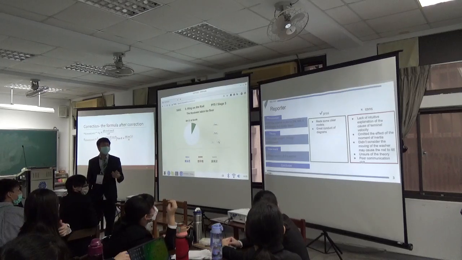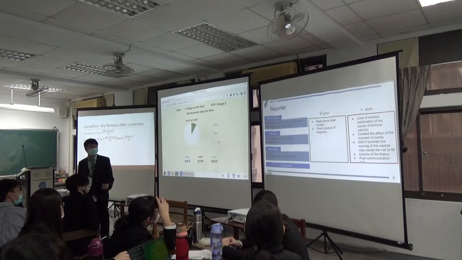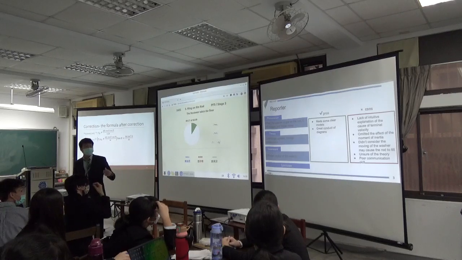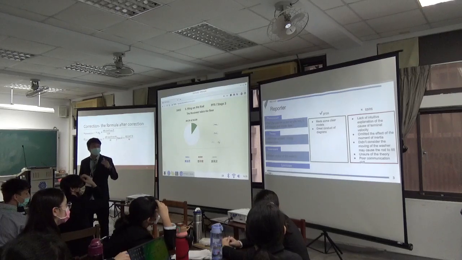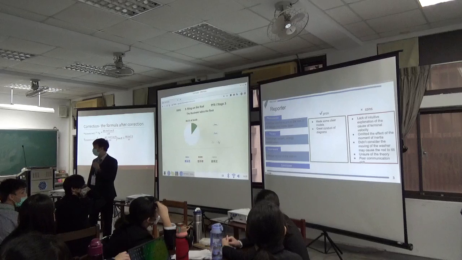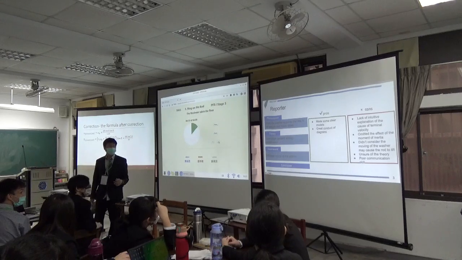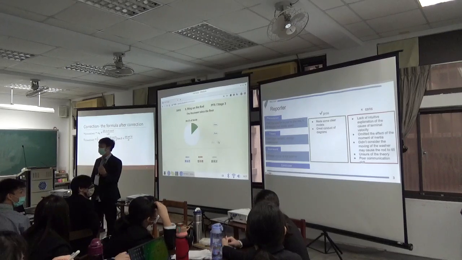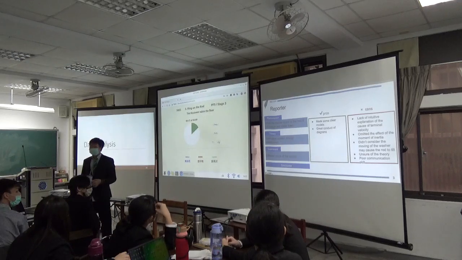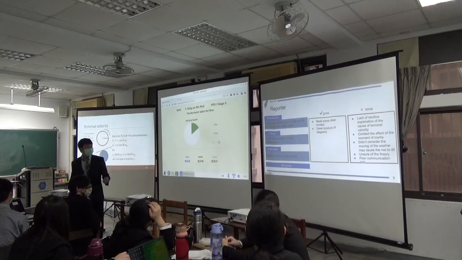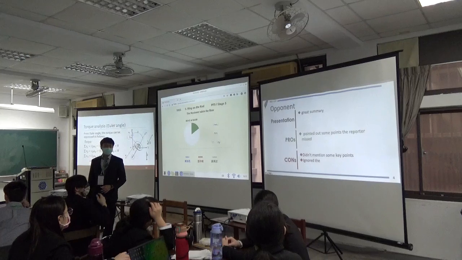Their strengths are that they made some clear models and great diagrams, and their weaknesses are a lack of intuitive explanation of the cause of terminal velocity, and omitting the effect of the moment of inertia. They didn't consider the moving of the washer that may cause the rod to tilt, and they are unsure of their theory. And next one is the opponent. They had made a great summary in their presentation.